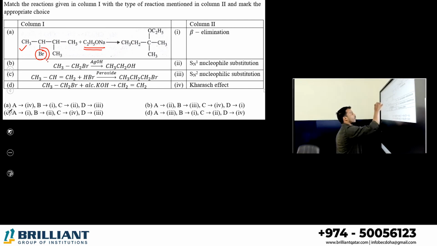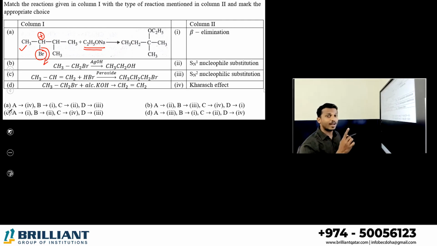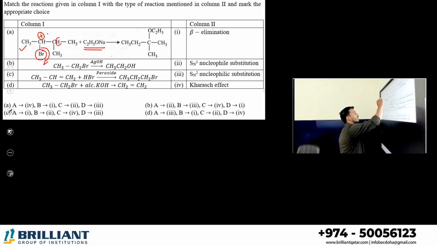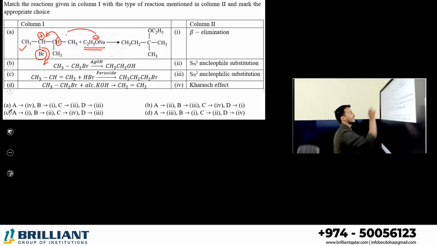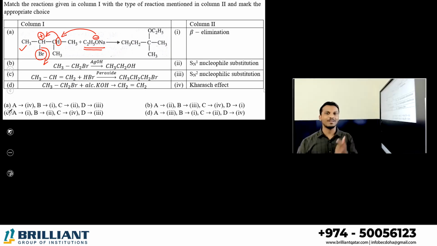Bromine, when we removed, you are getting a secondary carbocation. We made that secondary carbocation into the more stable tertiary. How? From the nearest carbon, we transfer this hydrogen and we make it a tertiary carbocation. To the tertiary carbocation, the nucleophile C2H5O- is attacking. Yes or no? That's what happened. So tertiary carbocation made, right? Tertiary carbocation follows which reaction? Whether SN1 or SN2? SN1. Correct? SN1. So the first one we can match with the SN1 mechanism.